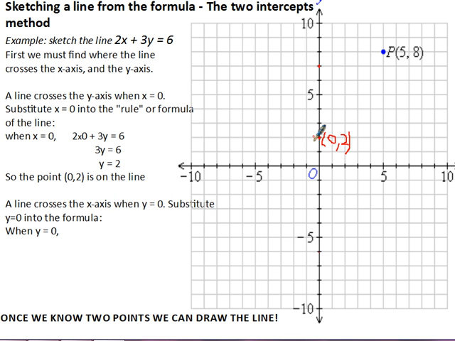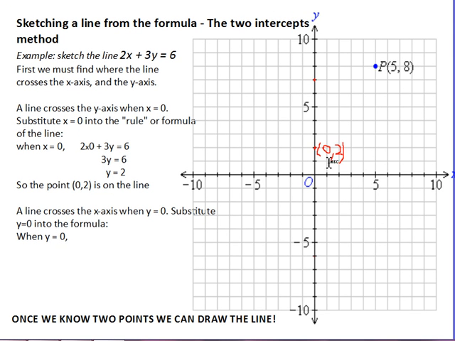Now, using the same logic, I can see that any point along the x-axis has a y-coordinate of 0, doesn't it? Because any point that's sitting on that x-axis there is not going up or down. It's sitting right there where y equals 0. So let's substitute y equals 0 into our formula here. Our formula, remember, is 2x plus 3y equals 6.